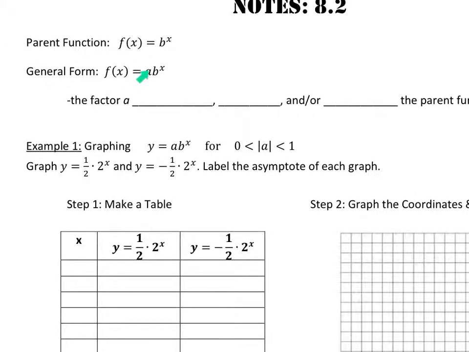Okay, what do a values usually make happen? Stretch or shrink and/or reflect. Okay, so the factor a stretches, shrinks, and/or reflects the parent function.